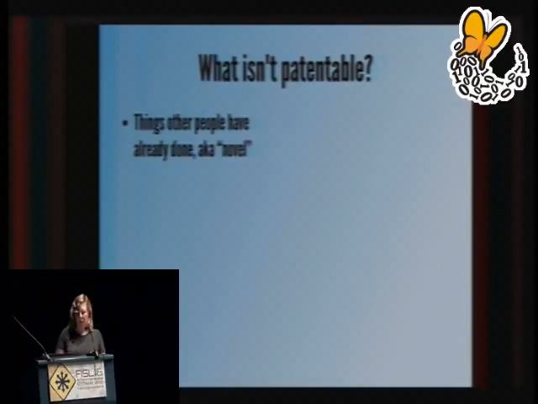Things other people have already done, like stuff that's, your invention has to be new. The problem is that the U.S. Patent Office doesn't really have a good sense of what's new with software. For more traditional fields, if you were the knitting machine invention inspector or whatever, you would get knitting magazines or something like that.